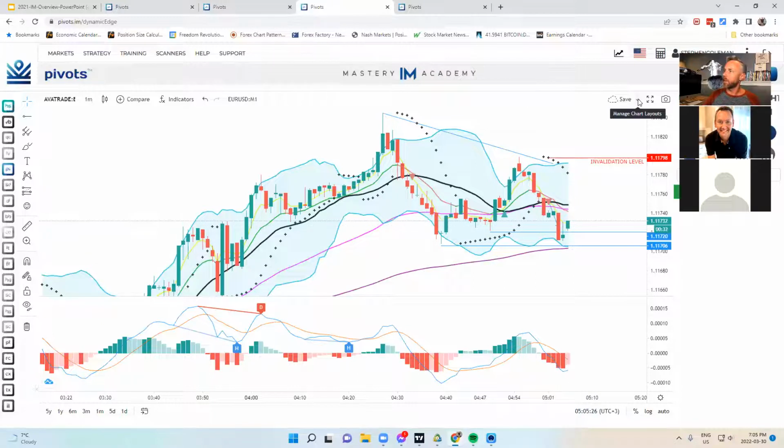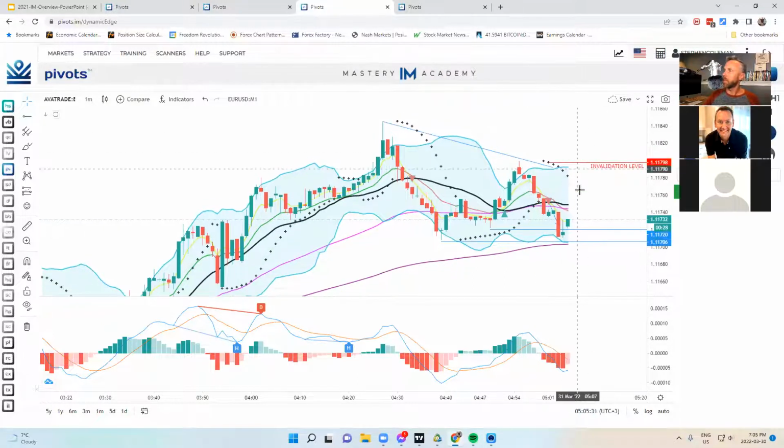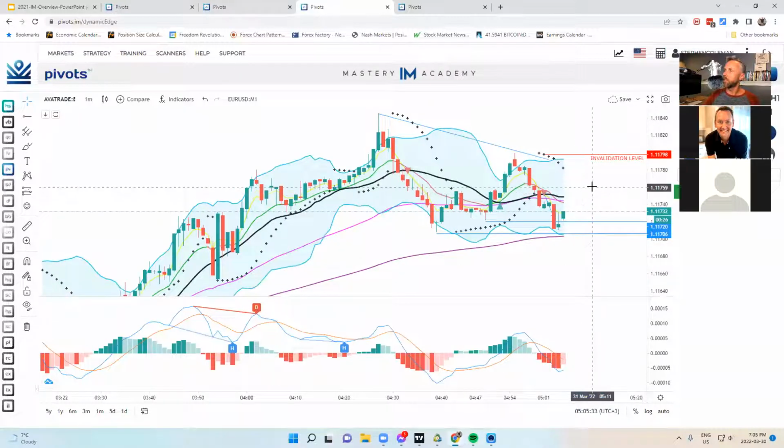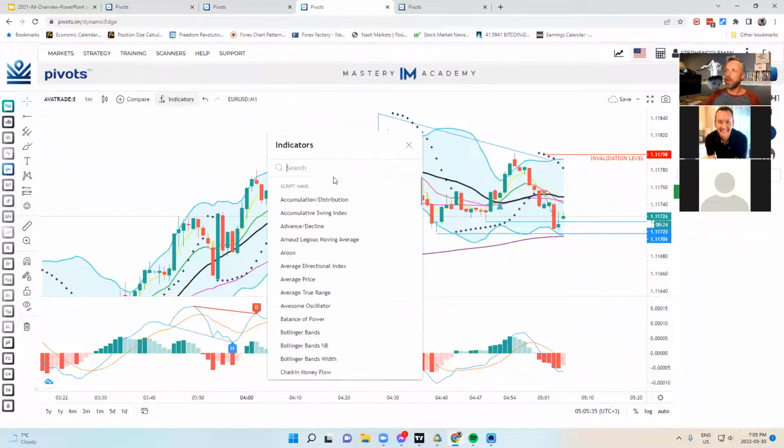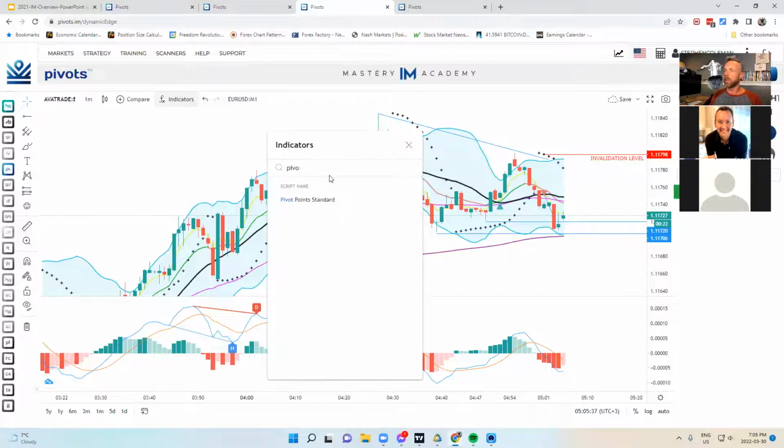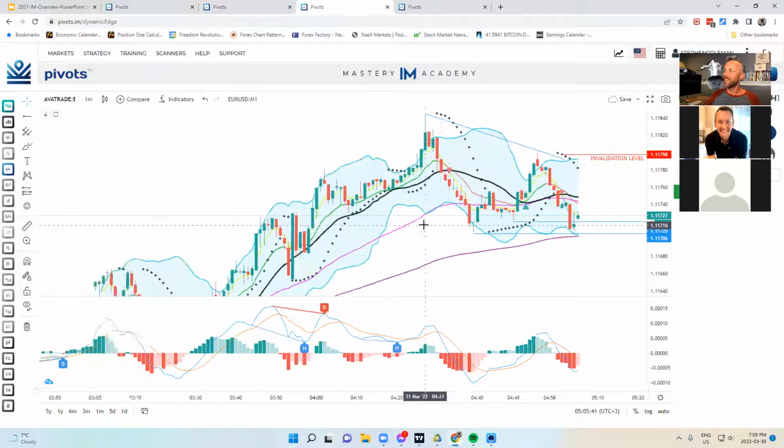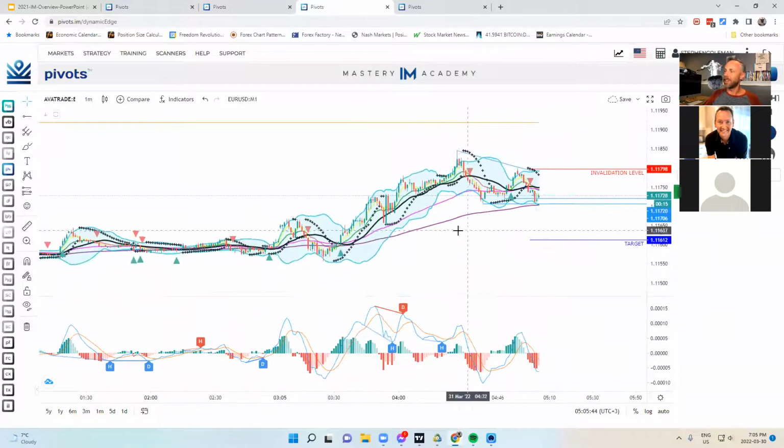I don't have my Camarillas on my chart right now. So maybe we'll look at that a little later. But you know what I'll do? I'm just going to add them right now. So you guys get to see how the sausage is made, right? The secret sauce. Yeah, man. Let's show off all the secrets here.